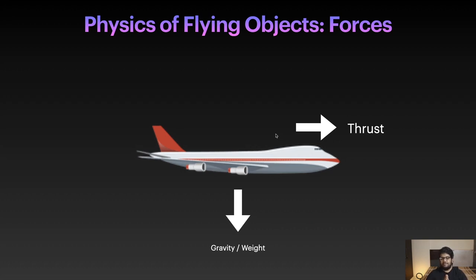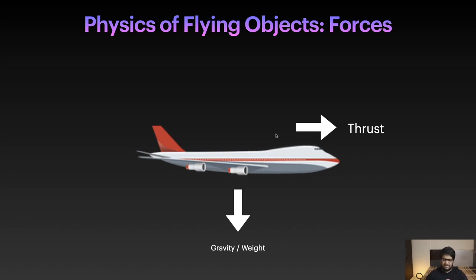So in case of this airliner, the thrust is in this direction compared to the gravity. That is why a plane needs a runway. It needs to run on a runway and gain enough kinetic energy, and with the help of thrusters, with the help of engines on its wing, it is able to fly after some time.